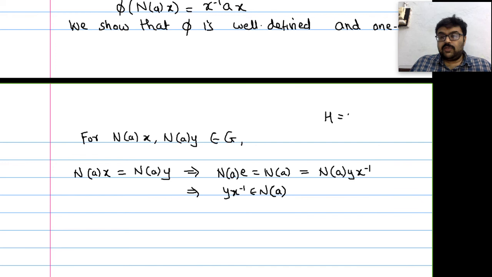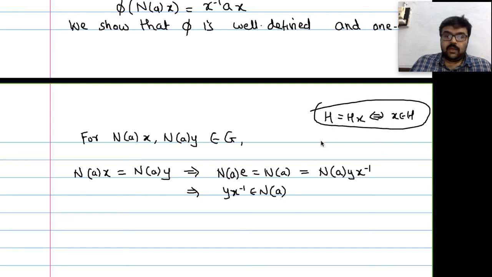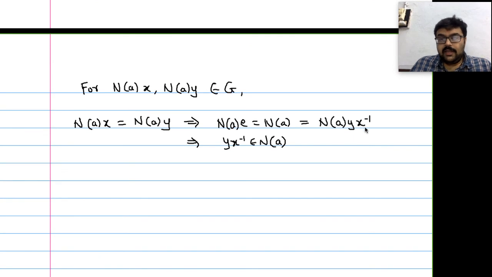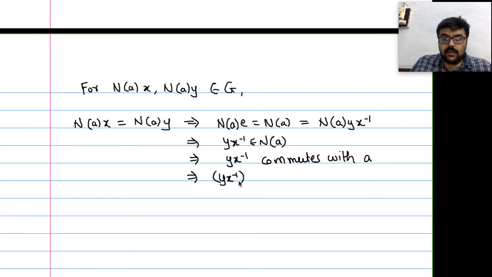So this means Y X inverse belongs to NA, because when we have H equals HX, we know that if and only if X belongs to H. So when NA Y X inverse equals NA, that means Y X inverse is in NA. But this implies what? When does an element come in NA? If it commutes with A. So Y X inverse commutes with A, that is, Y X inverse A equals A Y X inverse.